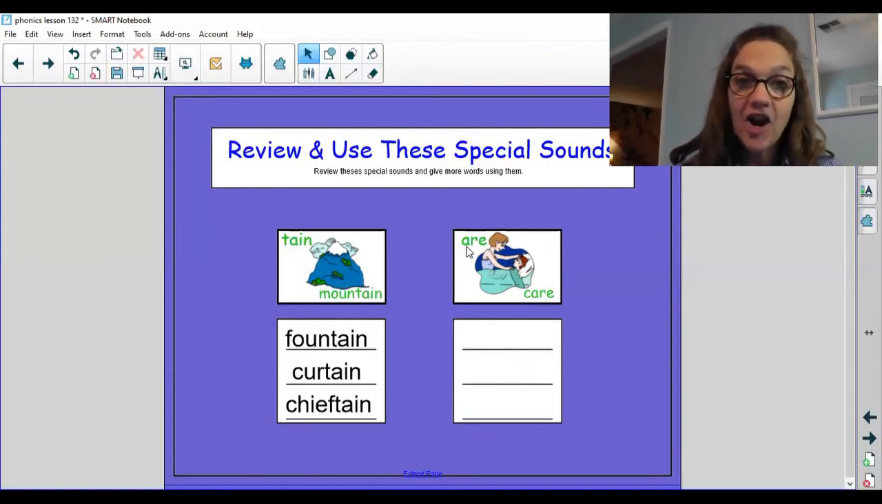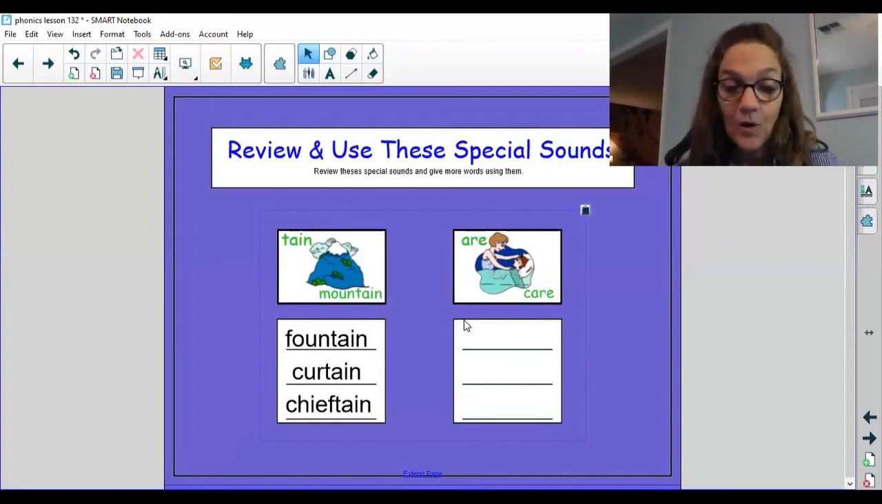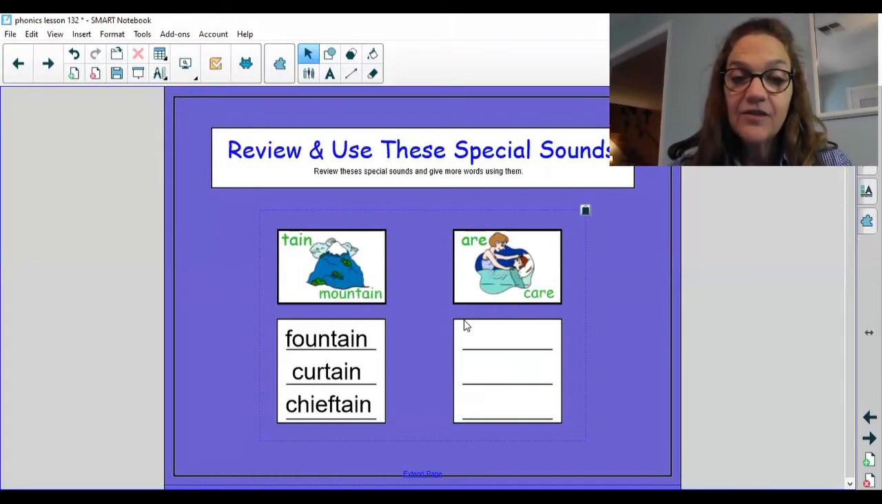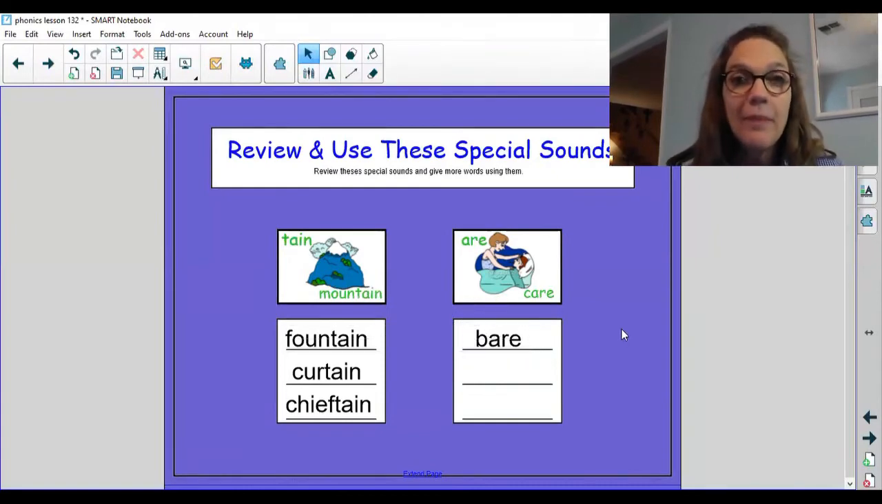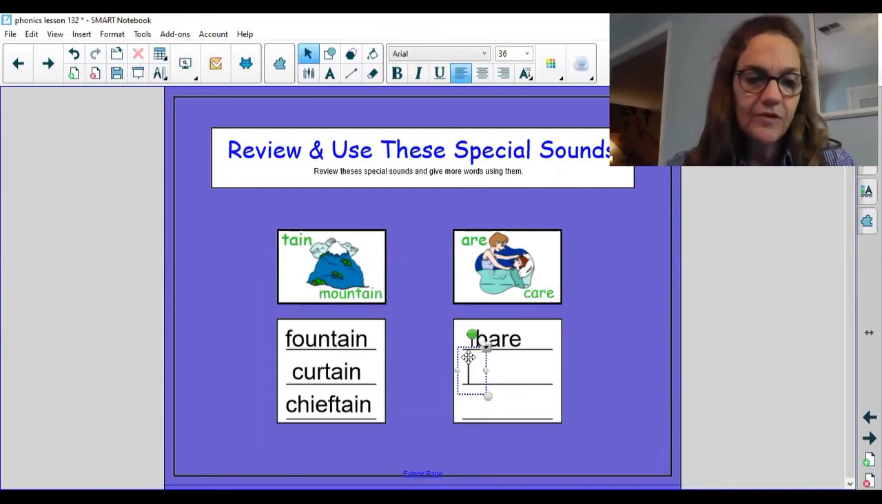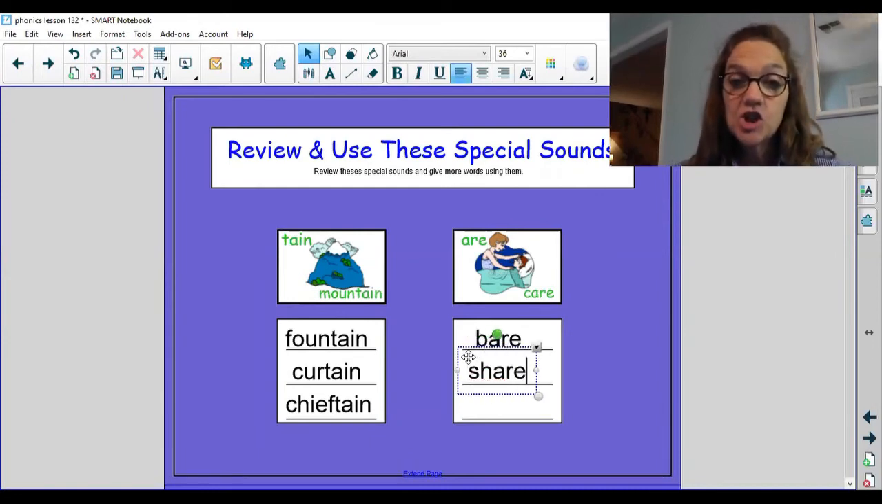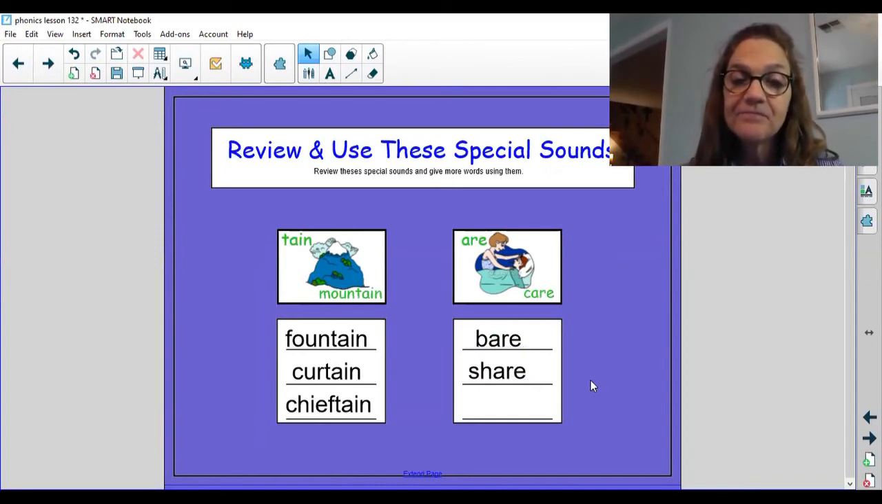Okay, and then we have air in care. And we know that there are several different ways to spell air. So I'm going to help you out here and write a few air in care words for you, okay? First, let's say bear. Now, this isn't bear like the grizzly bear, but this is bear like the trees are bare. There's no leaves on them, okay? And somebody gave us this word. Share. Will you please share the ketchup with me?